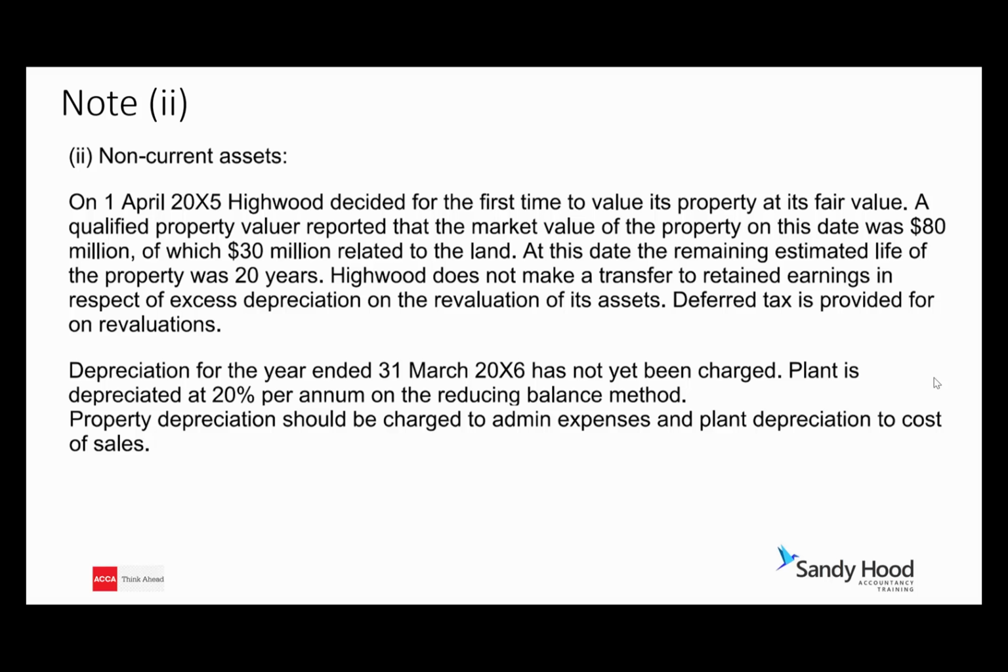At this date, the remaining estimated life was 20 years, and Highwood does not make a transfer to retained earnings in respect of excess depreciation, so that's one less thing to worry about. But deferred tax is provided on revaluations, so that is an additional task. Depreciation for the year has not yet been charged. Plant is depreciated at 20% per annum on a reducing balance method, and property depreciation should be charged to admin. Make a note. Normally we see these all going into cost of sales, but this time it's an admin expense, and plant depreciation is going to go into cost of sales.